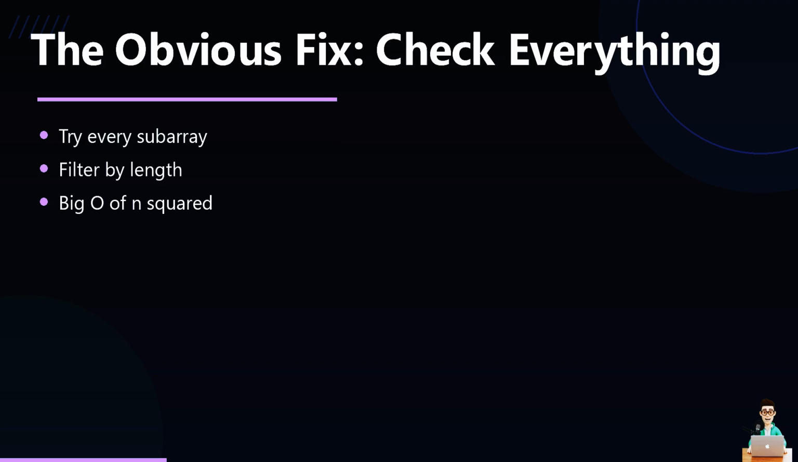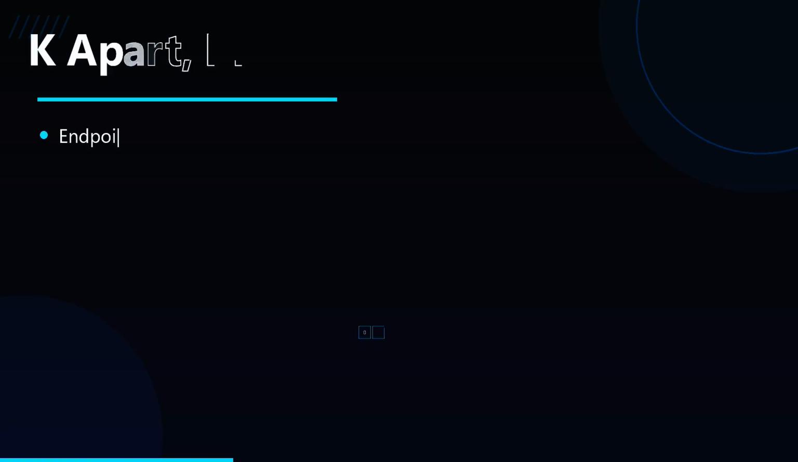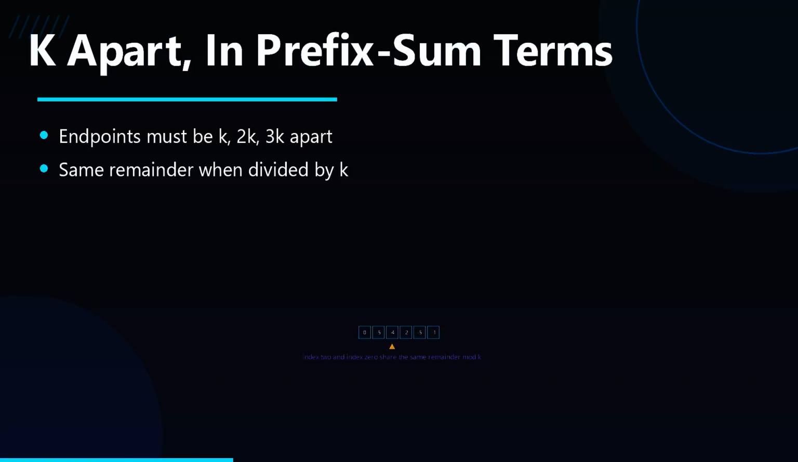We need something smarter. Build a running total as you scan the array. The sum of any subarray is just one running total minus an earlier one. So maximizing a subarray sum means maximizing that difference. The endpoints of our subarray have to be k, or 2k, or 3k apart, always a multiple of k. In prefix sum terms, that just means the two indices leave the same remainder when divided by k.